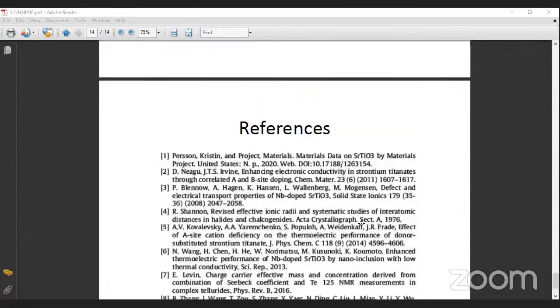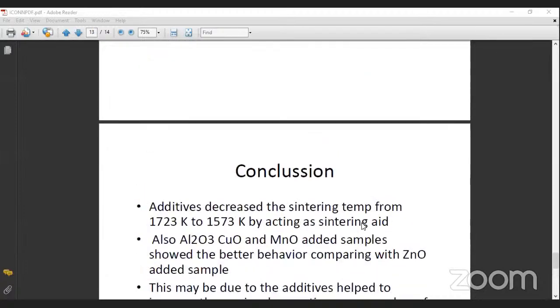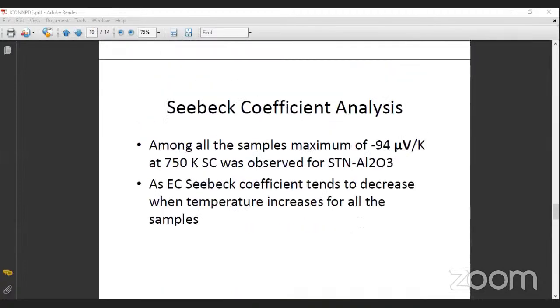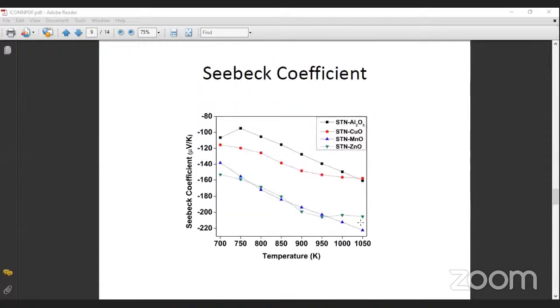I didn't get your question. If you go to your Seebeck coefficient data, for this particular sample, at 750 you can see that at the initial temperature it starts to increase and then decreases. For all the samples it just started decreasing. So your data is not showing the complete behavior. Is it an instrument error, or can you explain this?